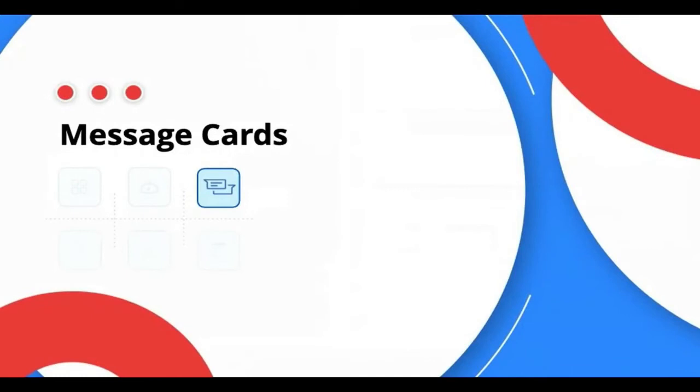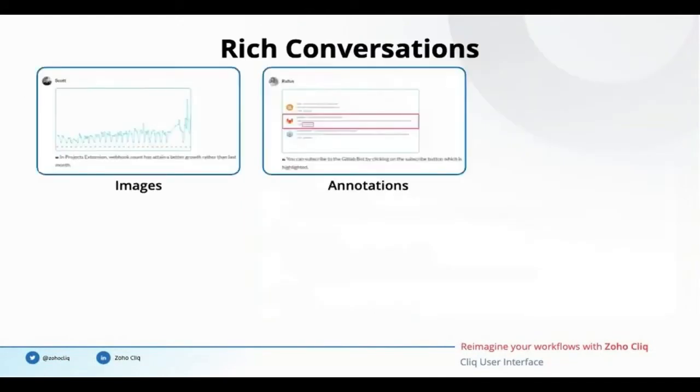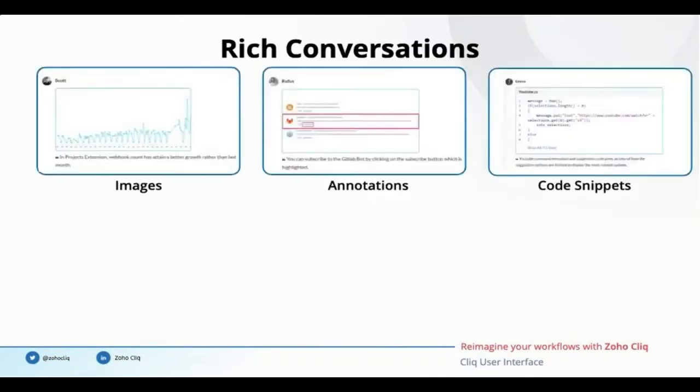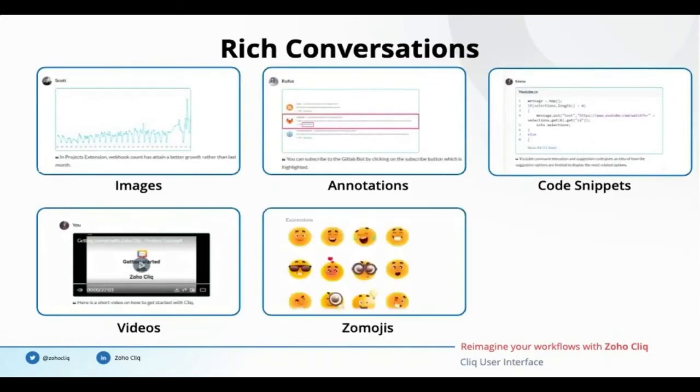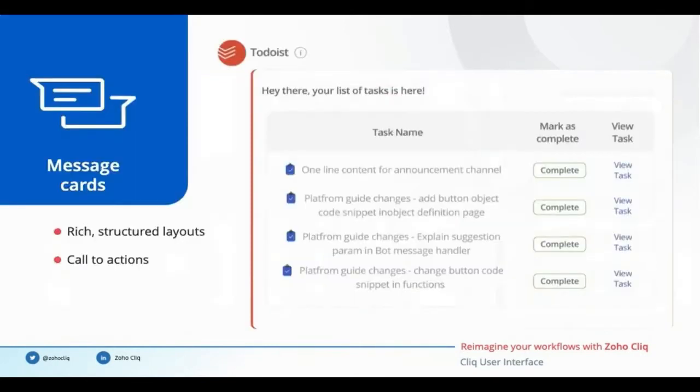The third user interface component on our list is message cards. Conversations can be pretty dull with only text messages. Images, annotations, code snippets, videos, Zomojis, and link previews add color to our discussions. In addition to these, message cards are rich layouts that support tables, lists, labels, as well as buttons.